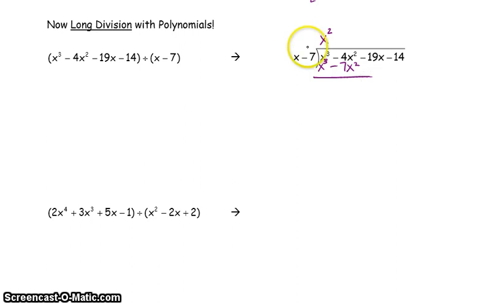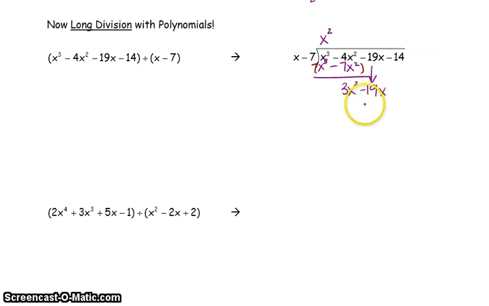Okay. And just like before, we need to subtract this whole thing. But something that's a little bit different is you need to think about distributing that negative. So it's not just subtracting this x cubed, it's subtracting this 7x squared as well. So when you do that, your x cubed cancels, and you're left with negative 4x squared minus your negative 7x. So that's like adding your 7x squared. So this actually becomes a 3x squared, and just like last time, we're taking this term and bringing it down, so that is 3x squared minus 19x.